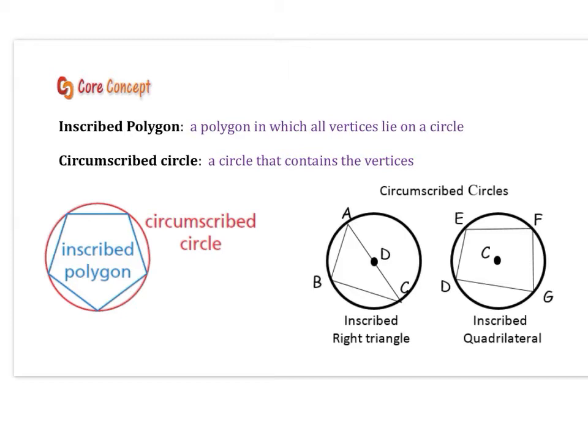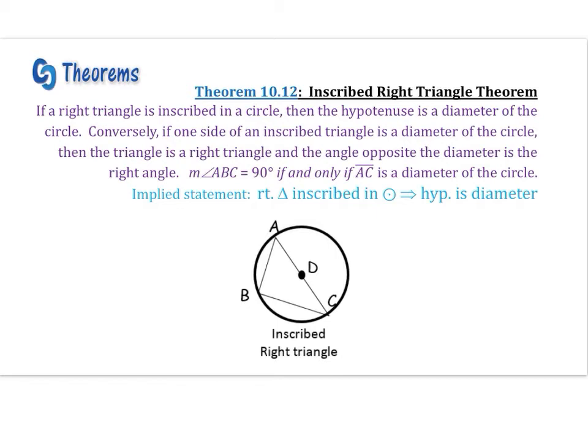Now, circumscribed circle, it's a circle that contains the vertices. So this red outlined circle is considered circumscribed about the polygon. We have circle D and circle C, also circumscribed circles. All right, so this leads us into two different theorems dealing with inscribed polygons.